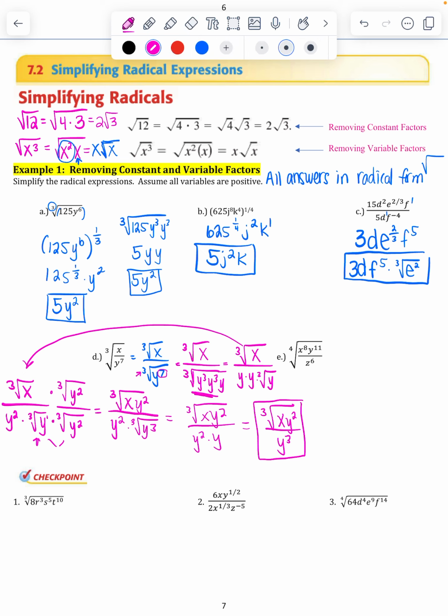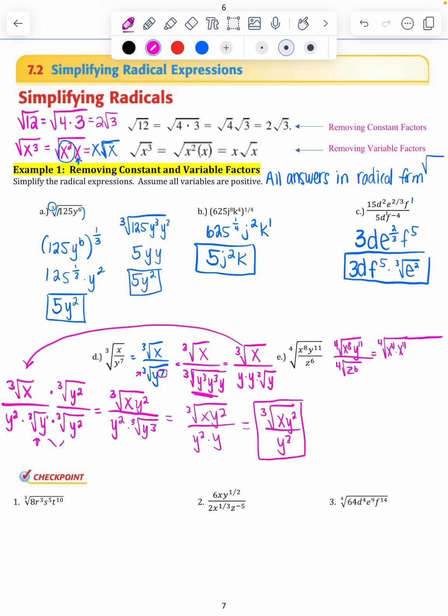I'm going to regroup everything into groups of 4 after I rewrite it as the fourth root of x to the 8th, y to the 11th over the fourth root of z to the 6th. Now I'm going to regroup it. Regrouping the x to the 8th into x to the 4ths, or if you realize that you can just divide, 8 divided by 4 is x squared, you can skip this step, but I do feel like it's helpful. And then for the y's, we're going to need some more space here.